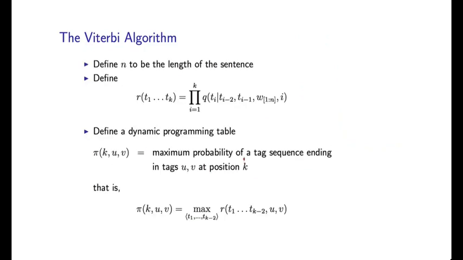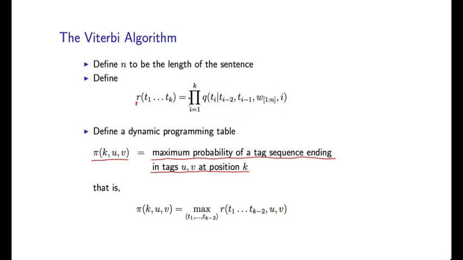So let's build up the Viterbi algorithm in this case in a very similar way to the way we saw for hidden Markov models. So a key idea will be to define a dynamic programming table. So pi(k, u, v) is going to be the maximum probability of any tag sequence ending in tags u and v at position k. So a little bit more formally, we'll define a function r, which takes a sequence of k tags, t_1 through t_k, and calculates their probability under the model.